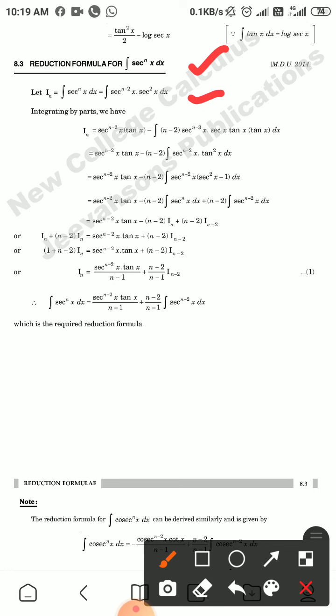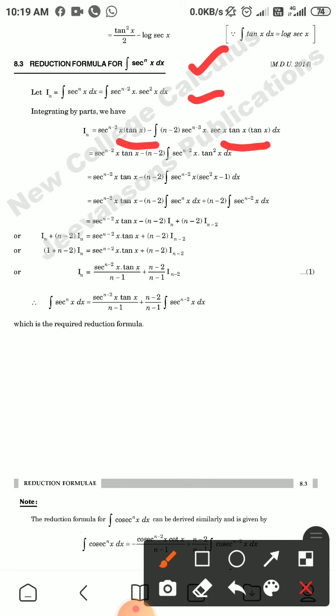Now integrating by parts, we have, supposing secant raised to power n minus 2 x as first function, therefore making the integration for secant square x, this becomes tangent x minus integration of derivative of first function, that is n minus 2 into secant raised to power n minus 3 x, and derivative for secant x is secant x tangent x, and integration of second function as tangent x dx.